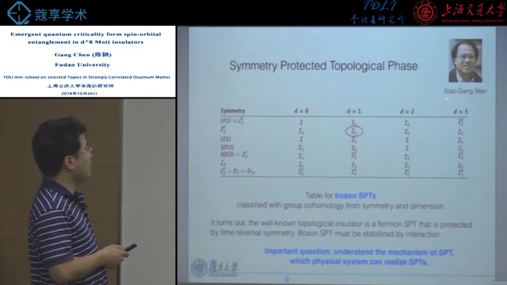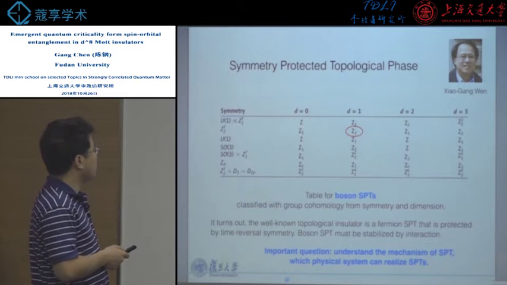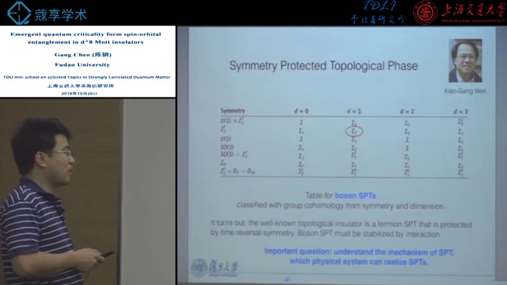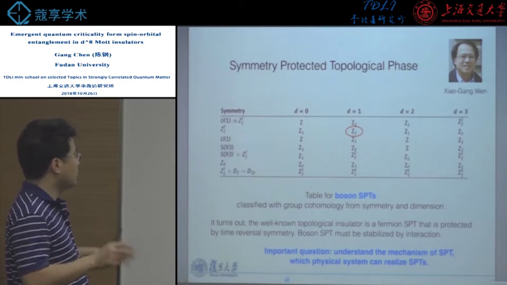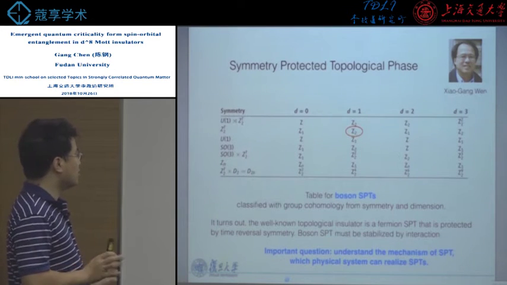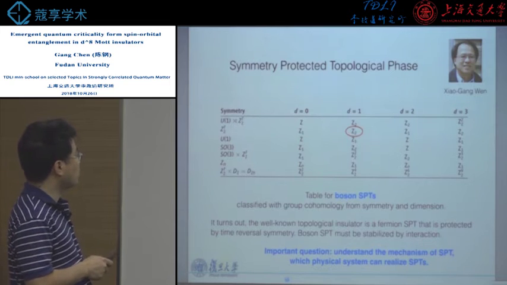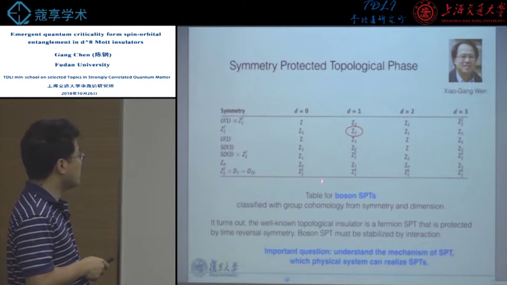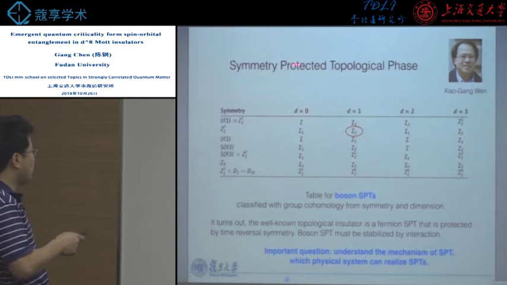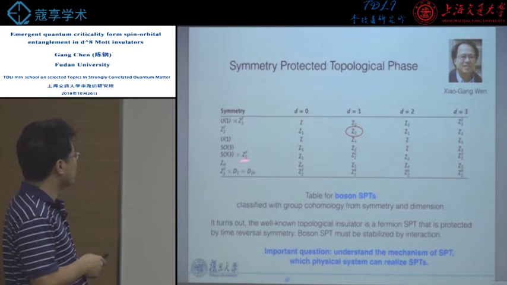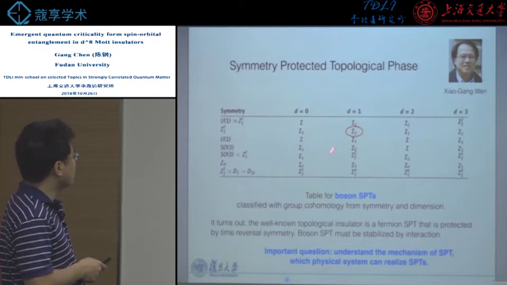So he and his collaborators managed to make a systematic classification using beautiful mathematics called group cohomology to understand the interplay between symmetry and topology, so-called symmetry protected topology phases for bosonic degrees of freedom in various dimensions. So he obtained these symbols, these tables. What does this table really mean?